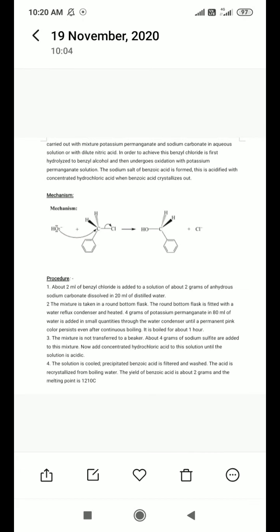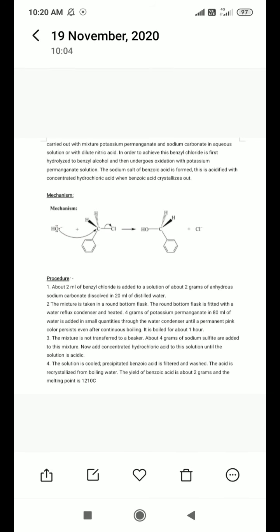Then we have to prepare 4 gram of KMnO4 in 80 ml of water. You know that KMnO4 has a very strong, dark pink color. Now we have to add this slowly into the reflux condenser mixture, KMnO4, until that pink color persists for a long period of time. Okay, then we have to heat this mixture for 1 hour.